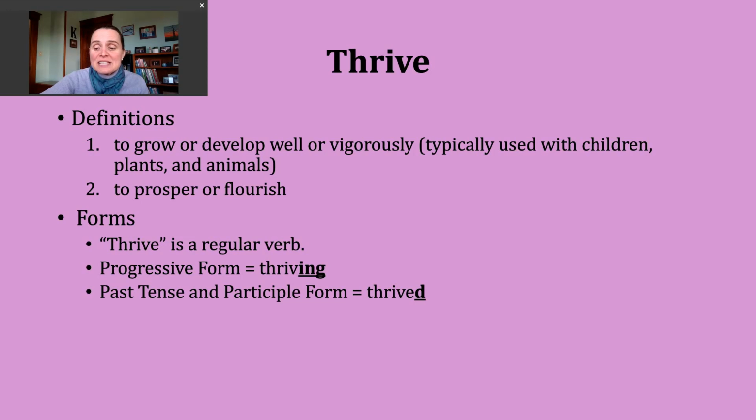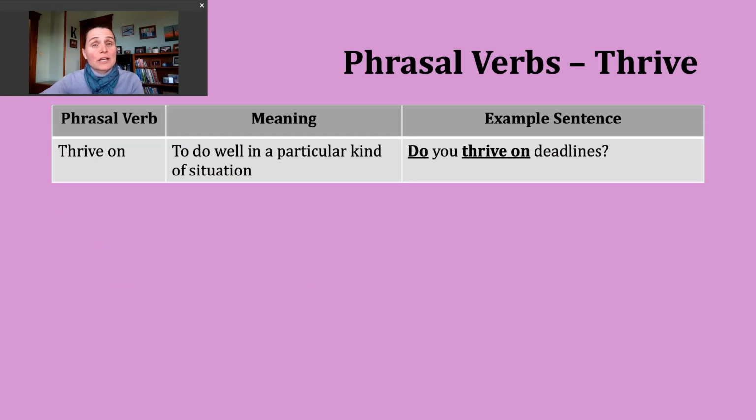Okay. Now let's take a moment and discuss a phrasal verb. You might encounter thrive on, which generally means that someone is doing well in a very particular kind of situation. An example of this might be, do you thrive on deadlines? So here, with this verb, we're asking, do you do well in this type of situation?